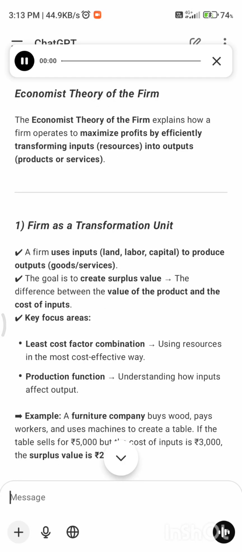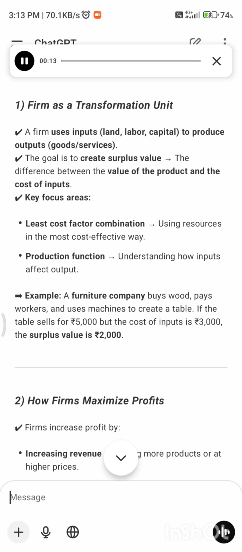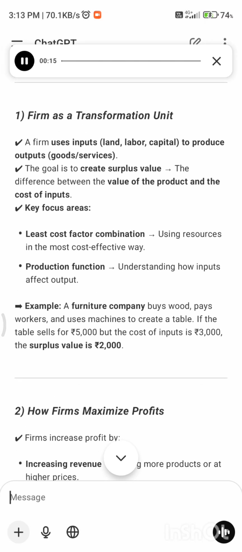Economist theory of the firm. The economist theory of the firm explains how a firm operates to maximize profits by efficiently transforming inputs, resources, into outputs, products, or services. One: the firm as a transformation unit. A firm uses inputs, land, labor, capital, to produce outputs, goods, services. The goal is to create surplus value, the difference between the value of the product and the cost of inputs.